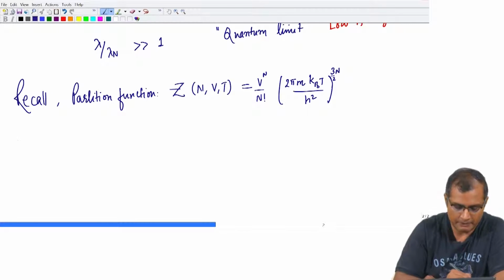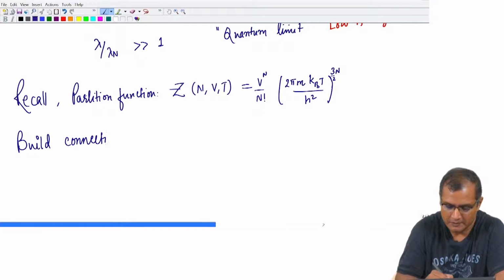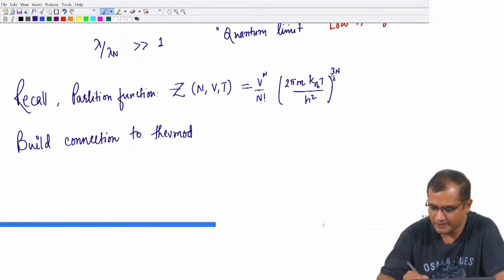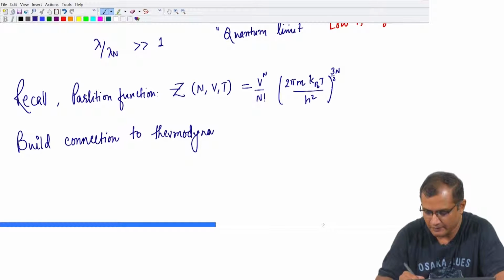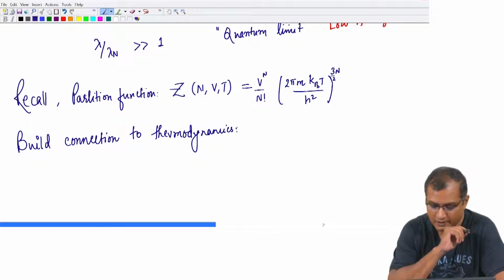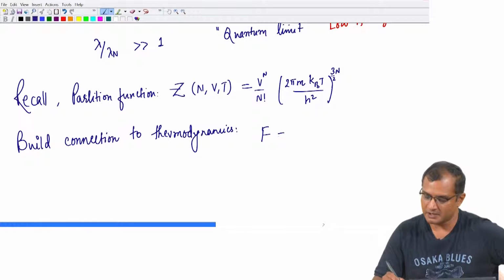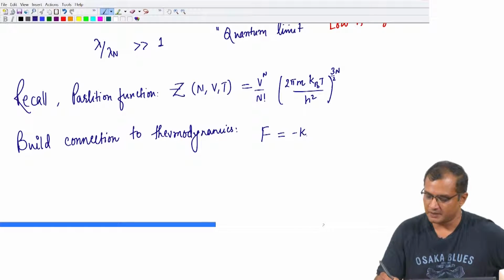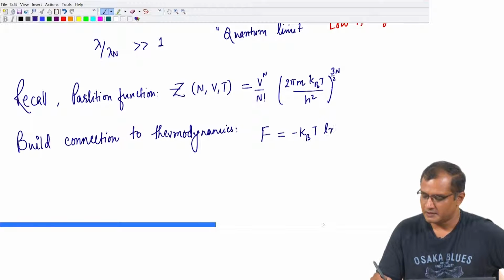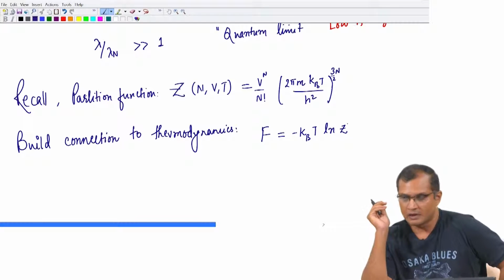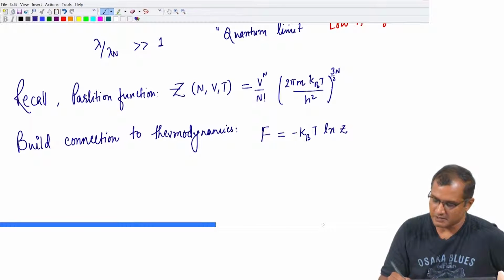So, now I am going to build a connection to thermodynamics. And the starting point is the computation of free energy. The connection from classical mechanics, classical statistical mechanics to thermodynamics is obtained by connecting the microscopic world, that is residing in your logarithm of Z, to the macroscopic world which is in free energy.